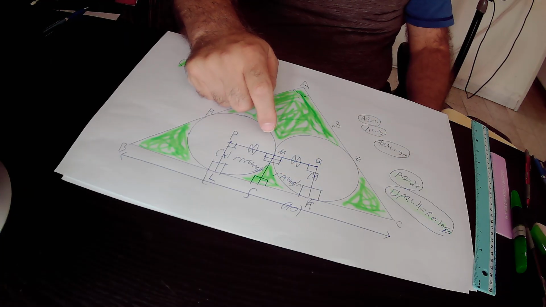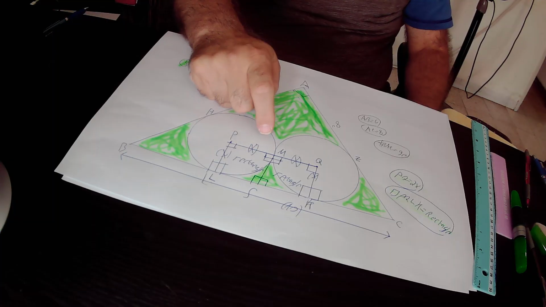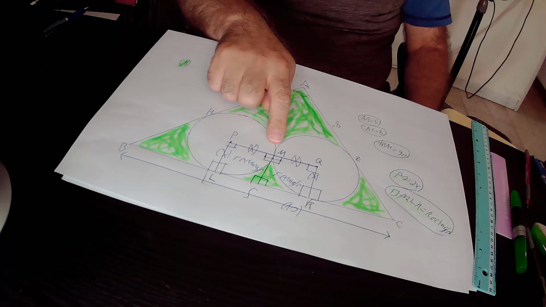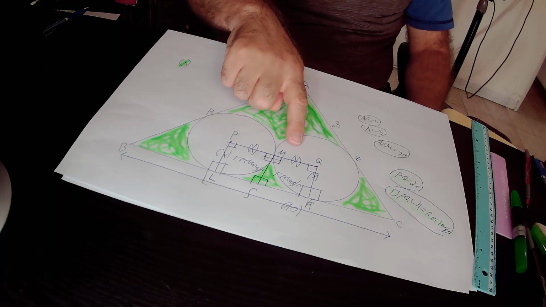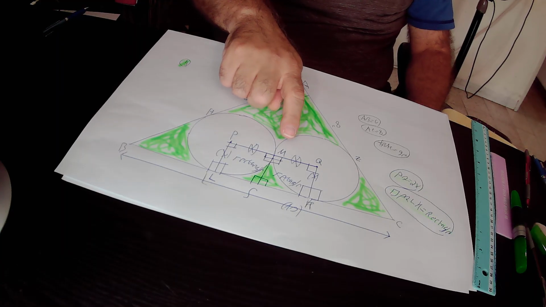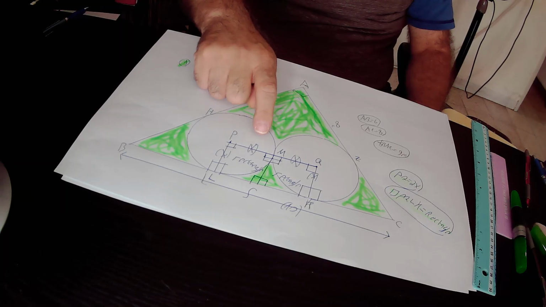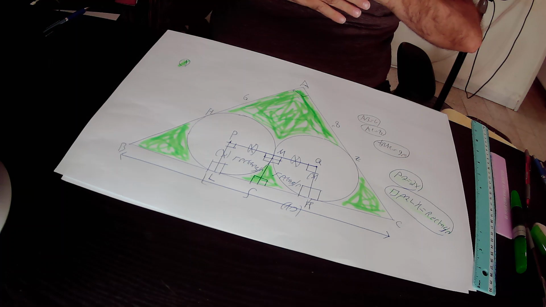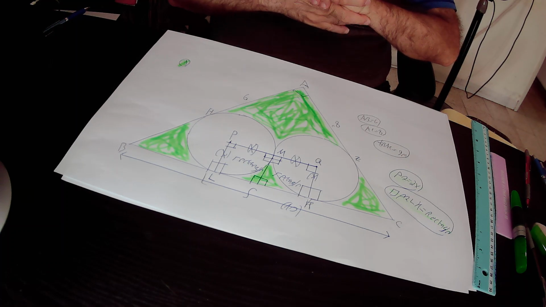What is the definition of line segment MS? MS is a common tangent that belongs to both triangles. MS is tangent to this circle, and SM is also tangent to this circle. So it is a common tangent that belongs to both circles.